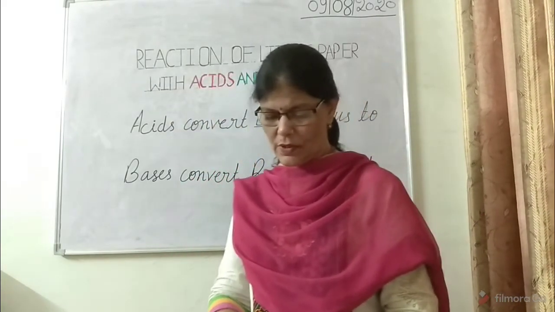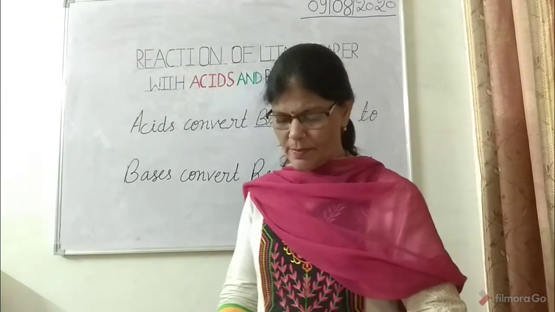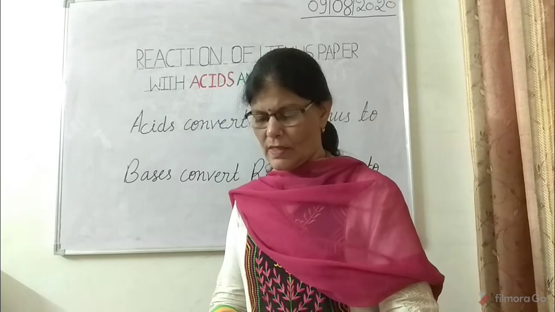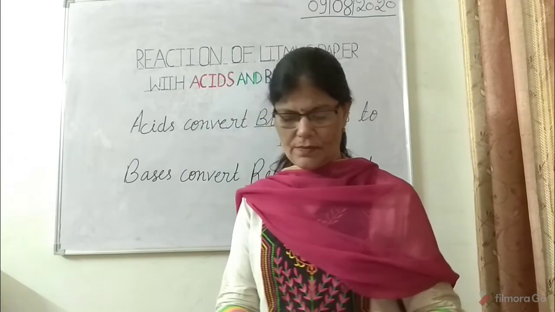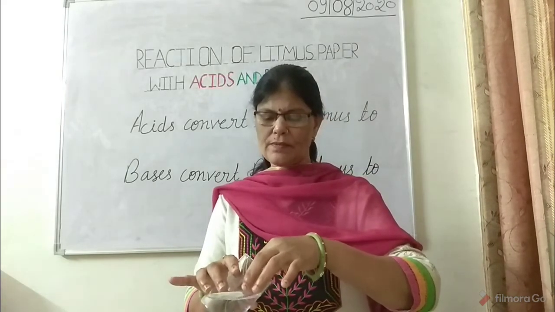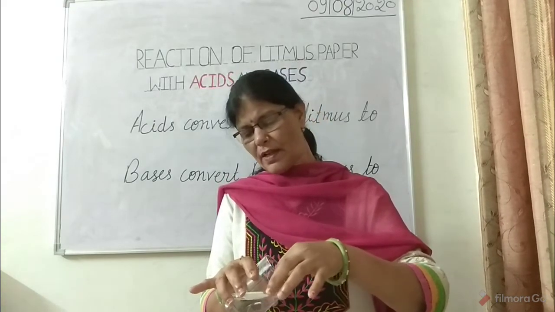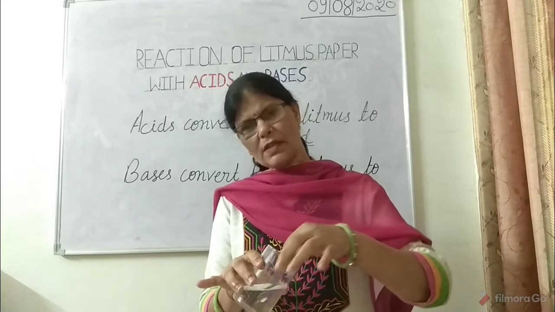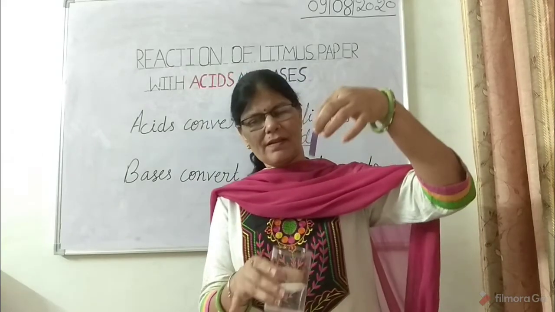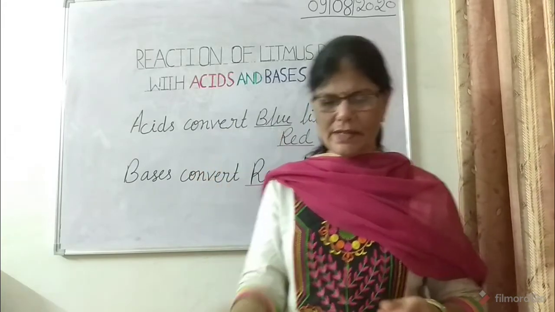So let us check with the blue litmus paper. Let us dip the blue litmus paper in our salt solution. When I dip blue litmus paper in salt solution, still we do not find any change in its color. It is not converting red litmus to blue, or blue litmus paper to red. It means our salt solution is neutral in nature.